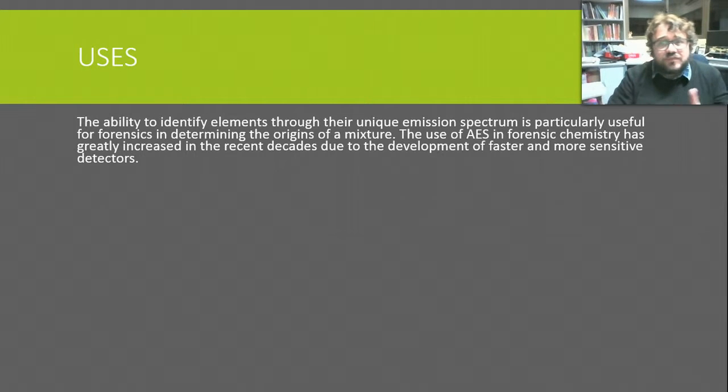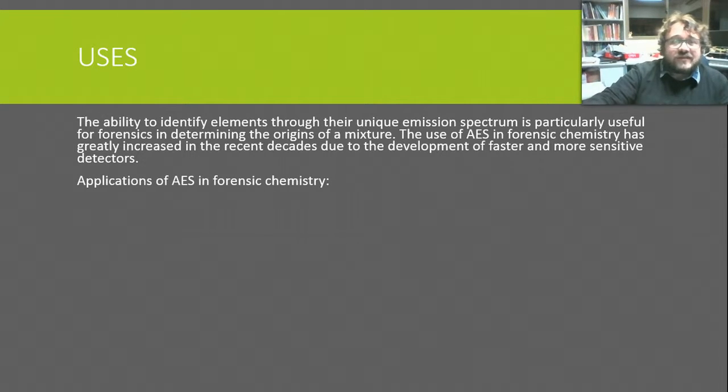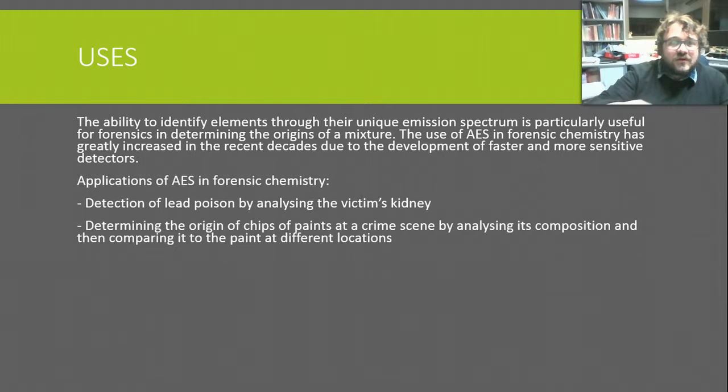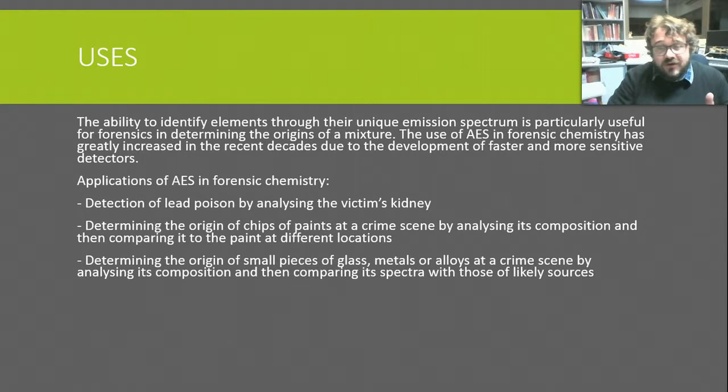So what are the uses? You want to be able to identify elements through it. It's actually becoming more and more useful as it's become faster and more sensitive. But how would you use it in forensic chemistry? Lead poisoning: you could just detect elements that are in samples of blood or tissue. You can work out where paint comes from by comparing the composition of the paint at different locations, or the composition of paint on a body with that of a car that you think might have been involved in a hit and run. You can determine the origin of small pieces of glass.